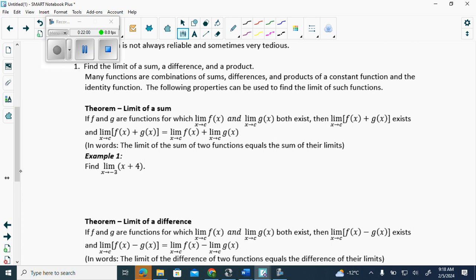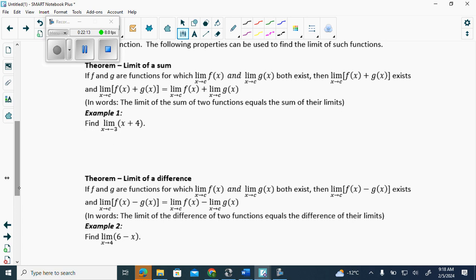And the limit as x approaches c of f of x plus g of x just equals the limit as x approaches c of f of x plus the limit as x approaches c of g of x. In words, the limit of a sum of two functions equals the sum of their limits. Sounds confusing. Literally just means if there's a limit of x here and a limit of 4, I can just go the limit as x approaches negative 3 of x plus the limit as x approaches negative 3 of 4.